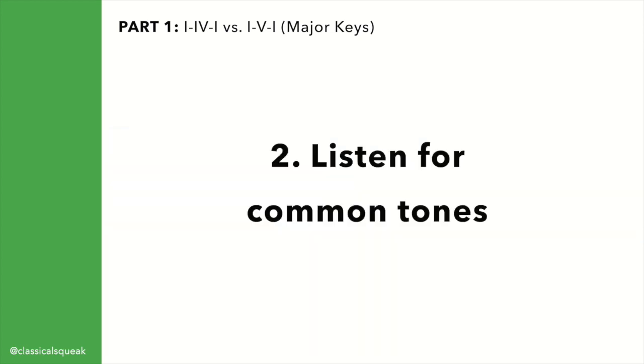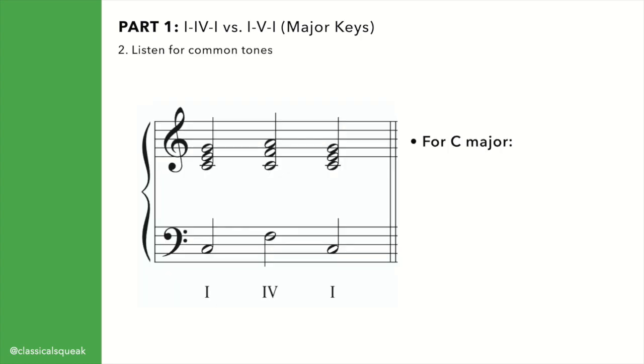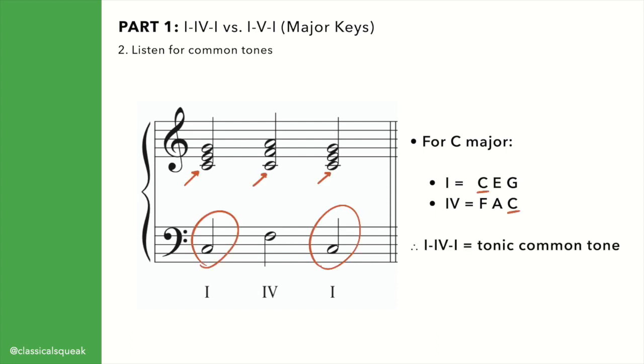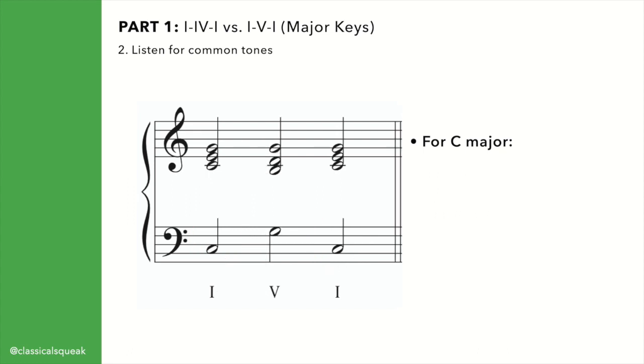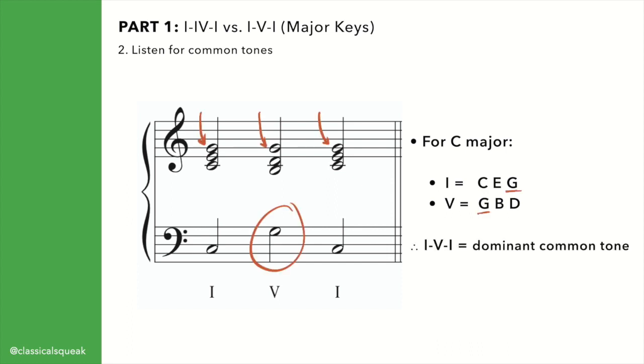2. Listen for common tones. Once again, C major. 1, 4, 1, we have C, E, G for our tonic chord, and F, A, C for our subdominant chord. Our common tone is C. So in 1, 4, 1, our common tone is the tonic. If we take 1, 5, 1, C, E, G, and the 5 chord is G, B, D. In 1, 5, 1, our common tone this time is G, which is the dominant.